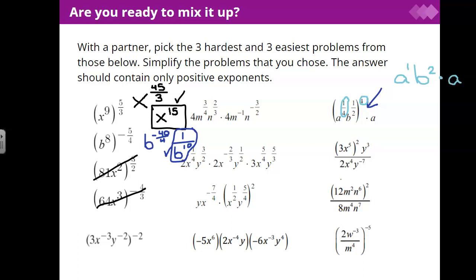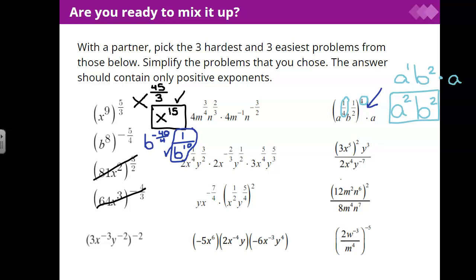That a on the outside is not in the parentheses, so we're not going to do anything special with it. So really we're just going to multiply the a that's already here times the other a, and a times a is a squared. So that means my final answer would be a squared b squared. Okay, so those are the 3 that I would pick that would be the easier ones.